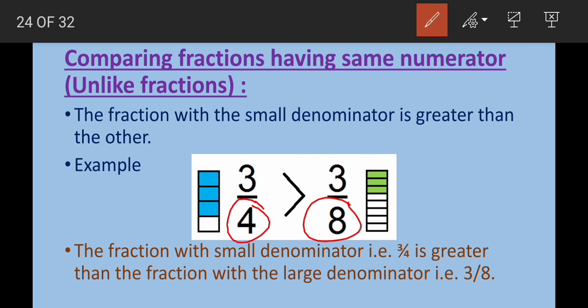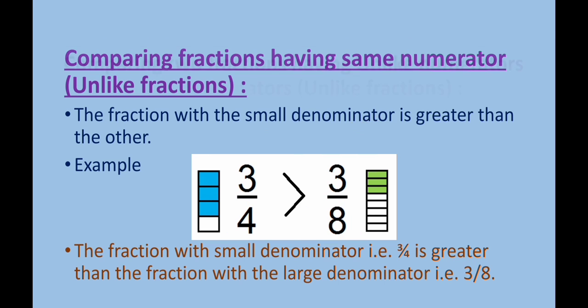So we can say that 3 by 4 is greater than 3 by 8, as in the first fraction the denominator is smaller than the other one. So the fraction having the smaller denominator is greater if we are comparing two fractions having the same numerator.